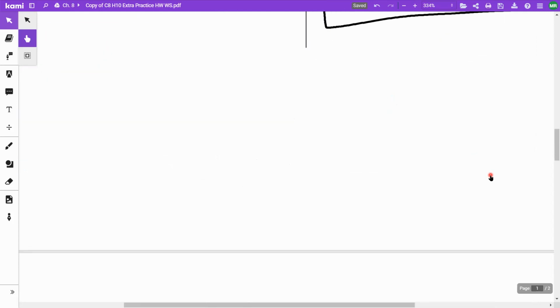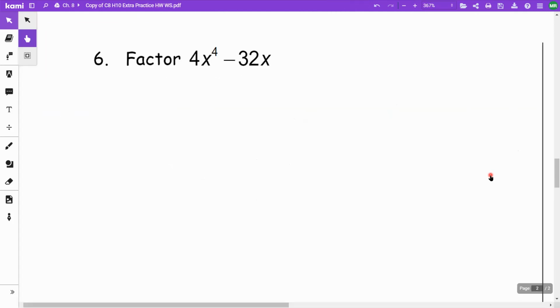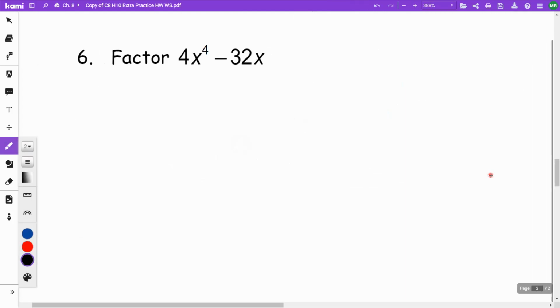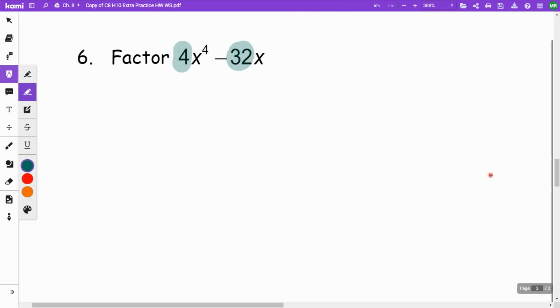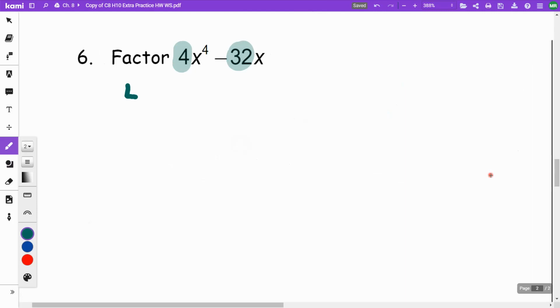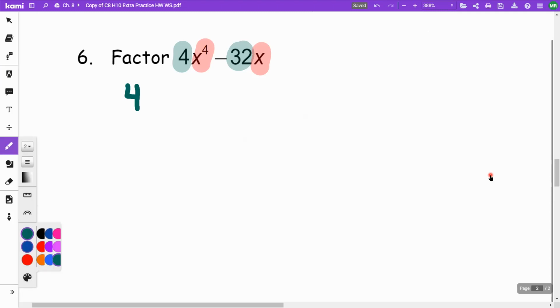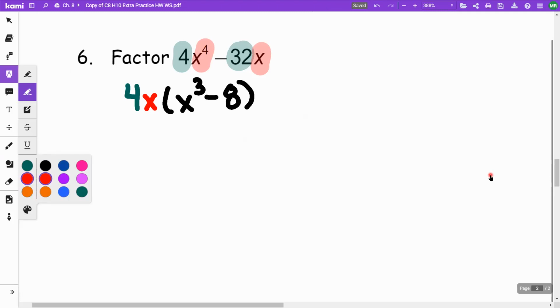On number 6. Okay, so we are factoring. First thing I notice is that I can factor something out of both of these in terms of numbers. A 4 and an x, a 4 and a 32. I can factor a 4 from both of them. And then if I'm looking at this x to the 4th and x, I can factor an x out of both of them. And so I'm going to be left with x to the 3rd minus 8. Now, that x to the 3rd minus 8, I can factor that. That is a difference of 2 cubes.